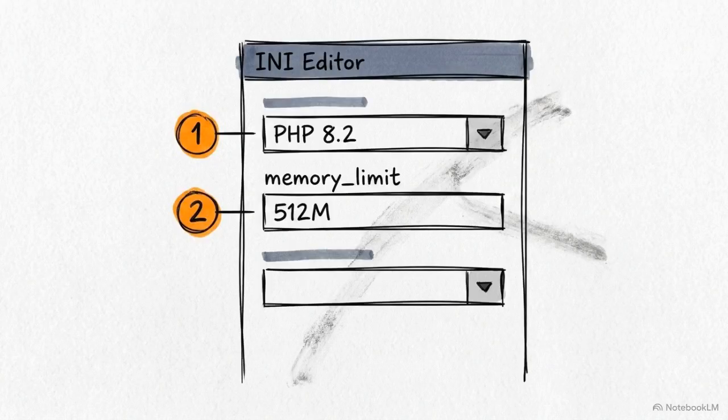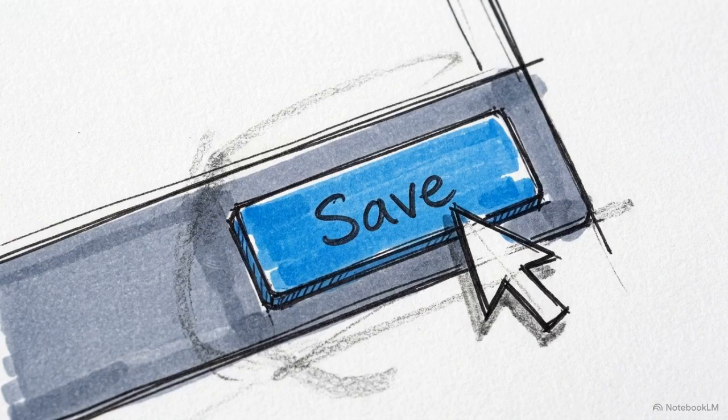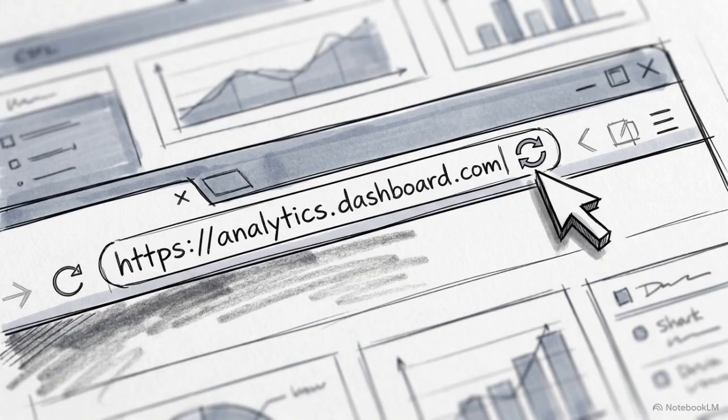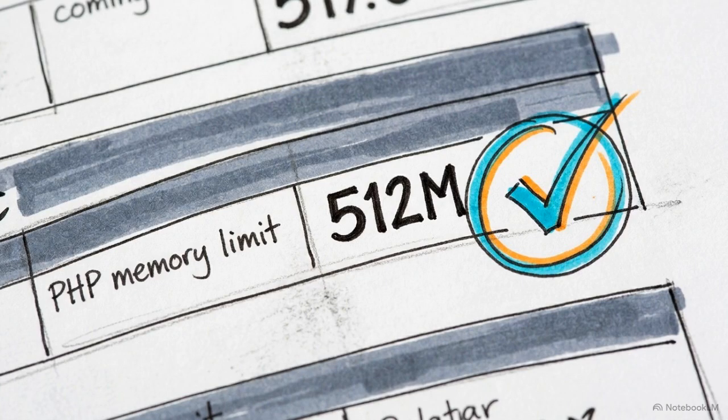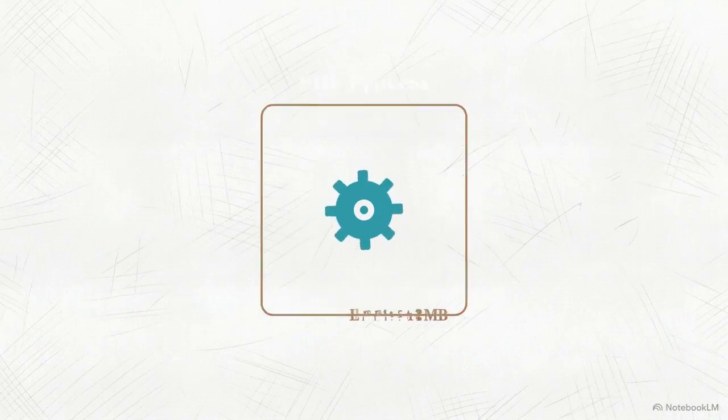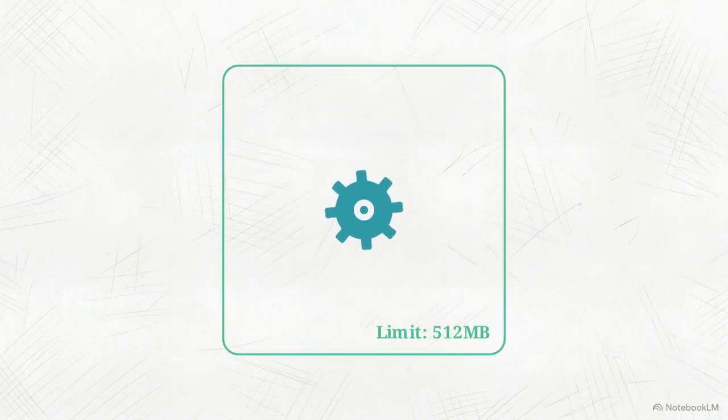Instead, log into cPanel's MultiPHP INI Editor. Select your PHP version, locate the memory limit row, and change the value to 512M. Click Save at the bottom of the editor to apply the setting server-wide. Go back to your WordPress dashboard and refresh the site health page one more time. You should now see the PHP memory limit row displaying that full 512M allowance. Bypassing the PHP ceiling gives individual scripts the room they need to function.